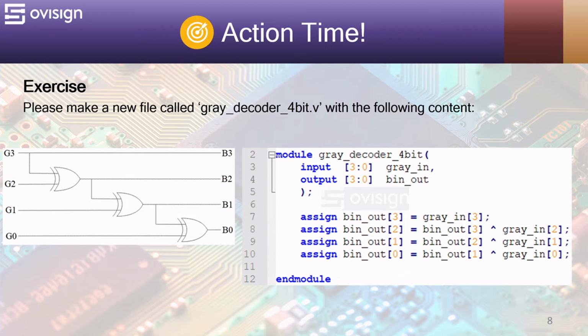The Verilog code for this circuit is also very easy. At lines 3 and 4 we declare the I/O ports, which are the gray input and the binary output. At lines 7 to 10 we implement the circuit using the dataflow style. Take your time and analyze the correspondence between the circuit schematic and the Verilog code.